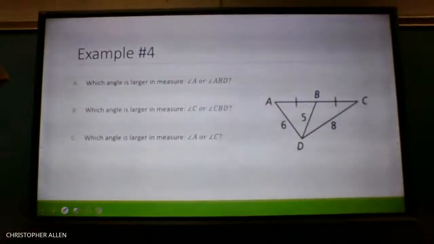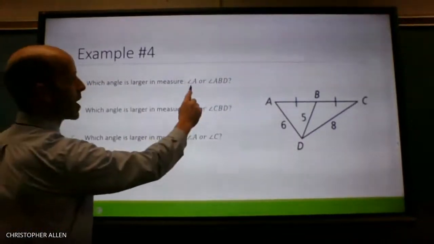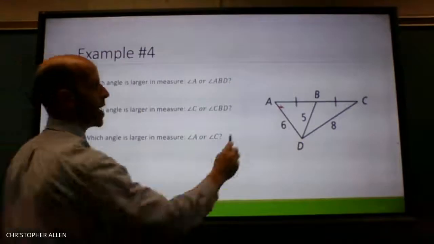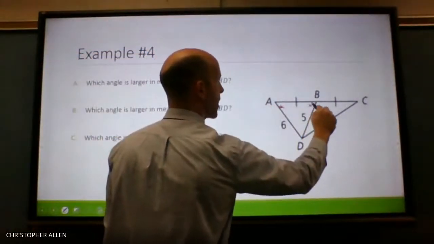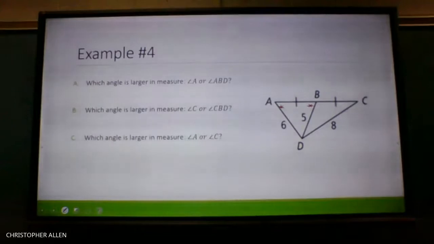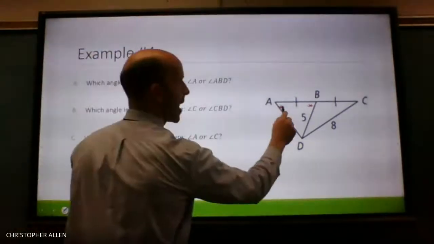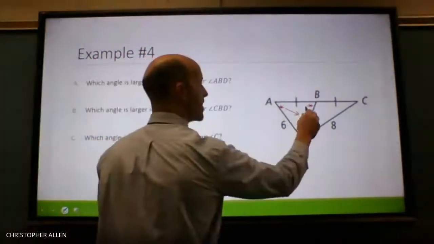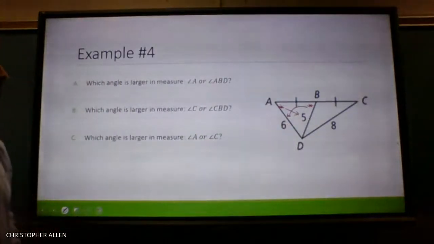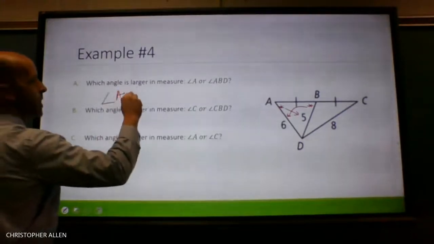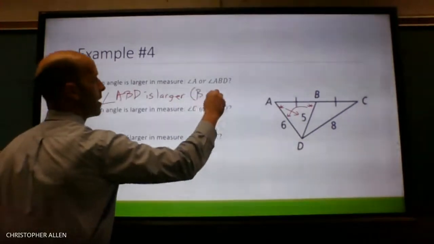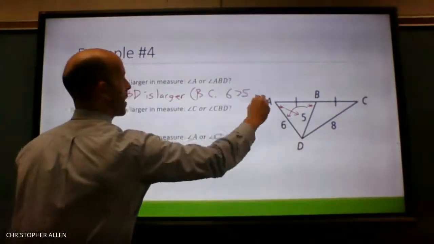All right, let's look at an example of this here. Which angle is larger? Angle A, that's this angle right here, I'll put a little star on it, or angle ABD, that's this angle right here? Well, the side opposite angle A is 5 units long. The side opposite angle ABD is 6 units long. So which one's larger? Angle ABD is larger, because 6 is greater than 5.